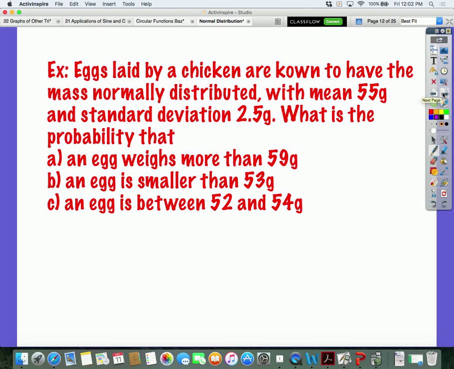Take a look at this. Eggs laid by a chicken are known to have the mass normally distributed with a mean of 55 grams and a standard deviation of 2.5 grams. What is the probability that the egg weighs more than 59 grams? How would I set that up? Using proper notation. How would I set this up? Find the probability that the egg weighs more than 59 grams.